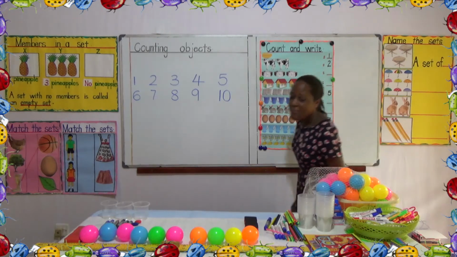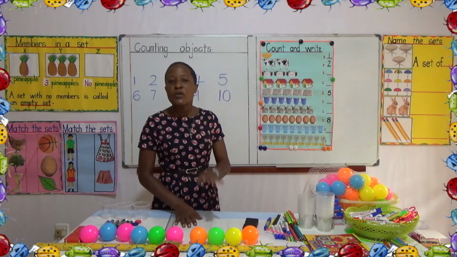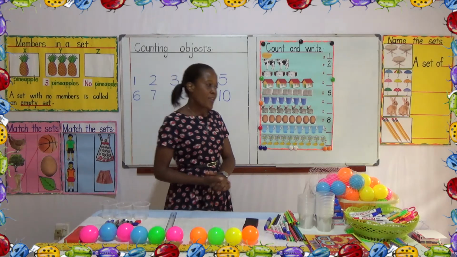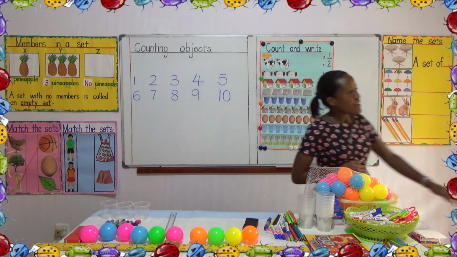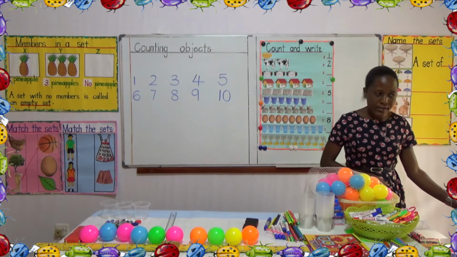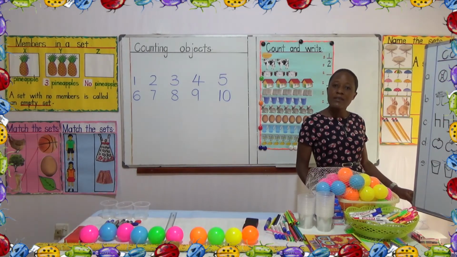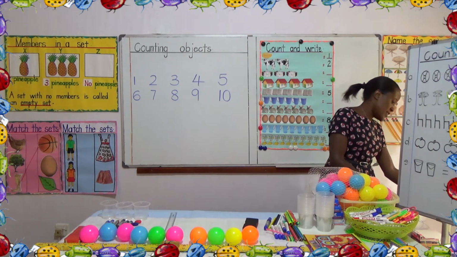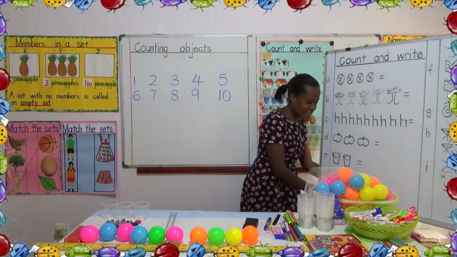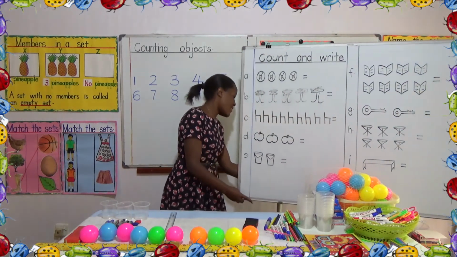But I have an activity for you. An activity that you're going to write down in your books. And here is the activity. I want everybody to count the objects and you write. So here is our activity. Our activity is just right here.